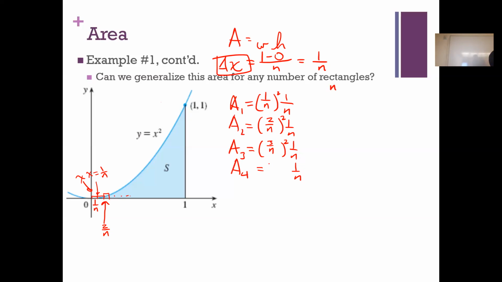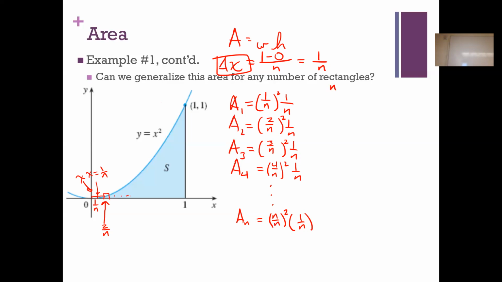So I can absolutely generalize this, all the way up to the last one, which is going to be what? N over N. Right. So yeah, the last one is the nth rectangle, right?